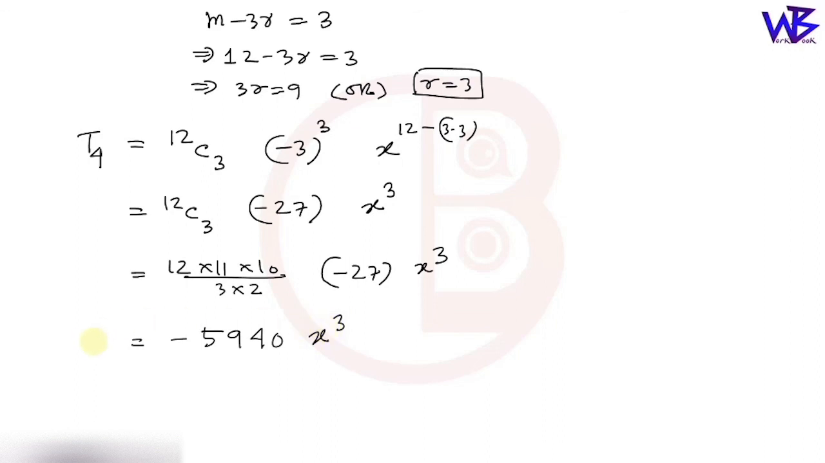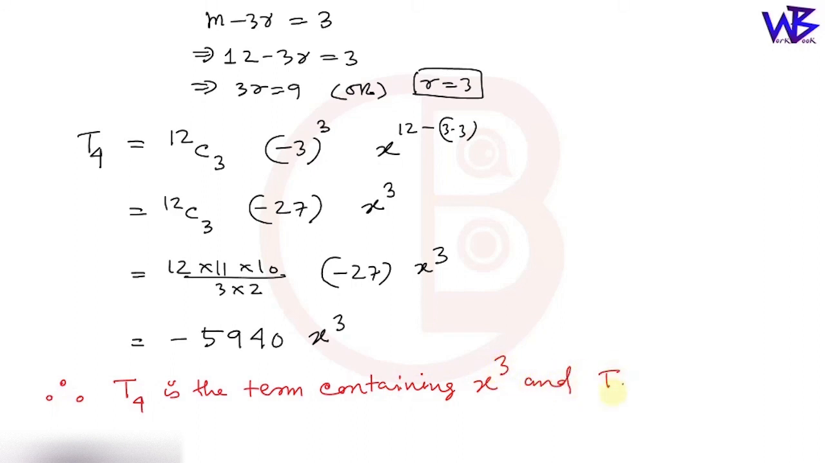Hence we have calculated our answer, which says T4 is the term containing x cube, and T4 is equal to minus 5940 times x cubed. Hope you guys understood the explanation.